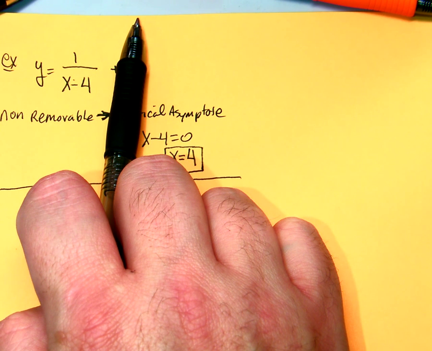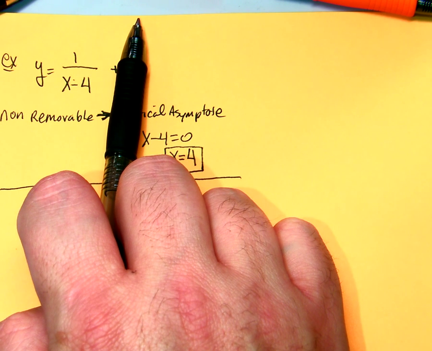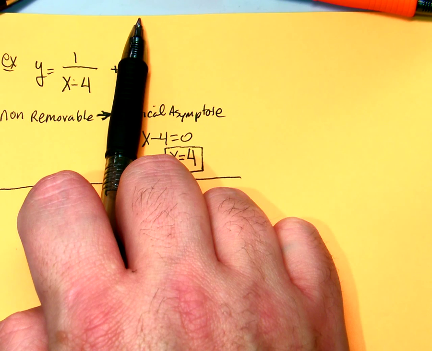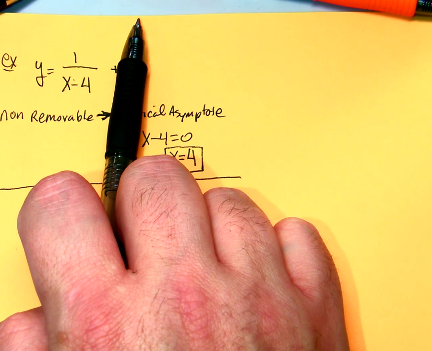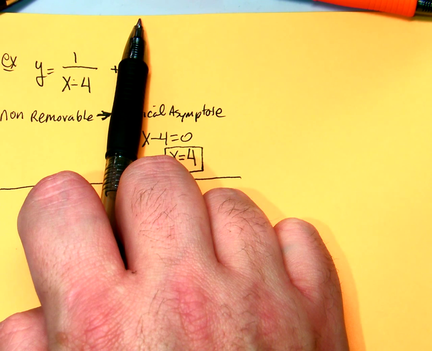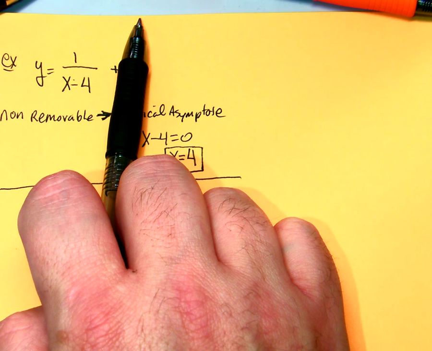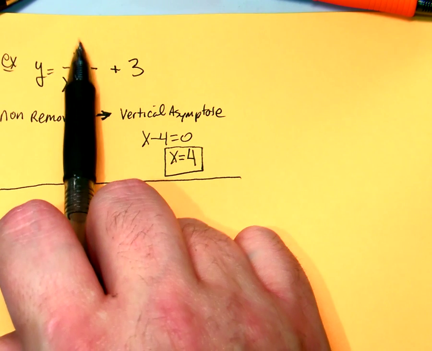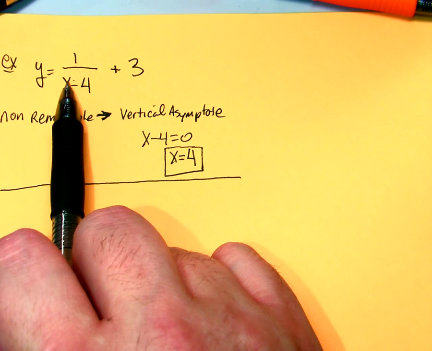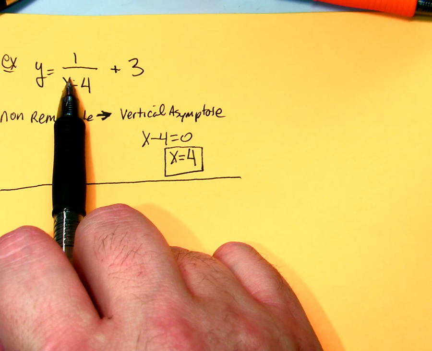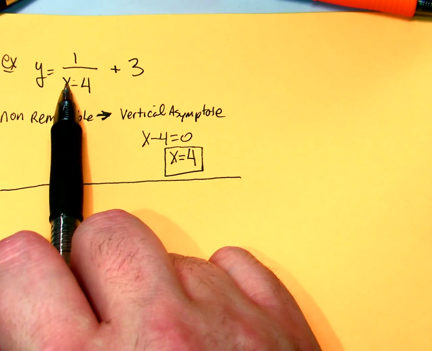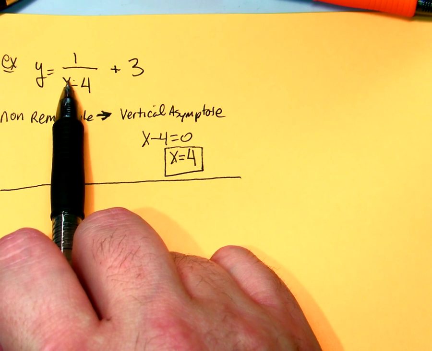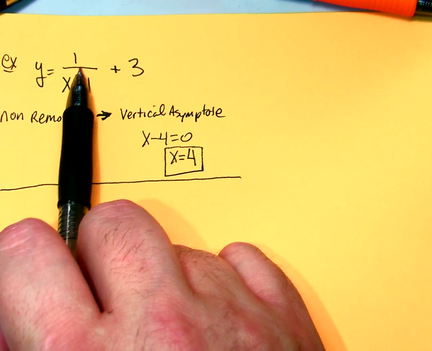If they're the same, then you're going to get a over b, the lead coefficients, and it'll still be horizontal. And if the top is bigger than the bottom, then there is no horizontal asymptote. So the top is degree 0 and the bottom is degree 1. So we should get a horizontal asymptote at 0.